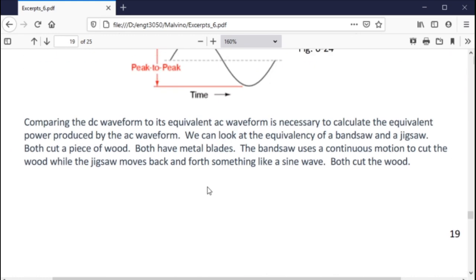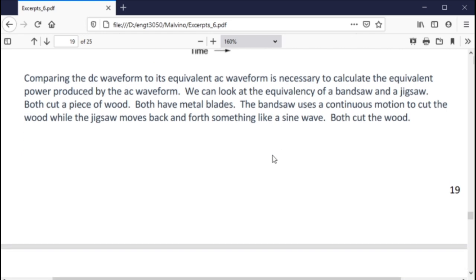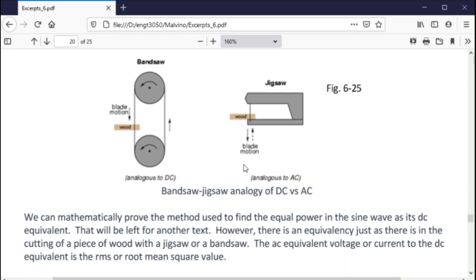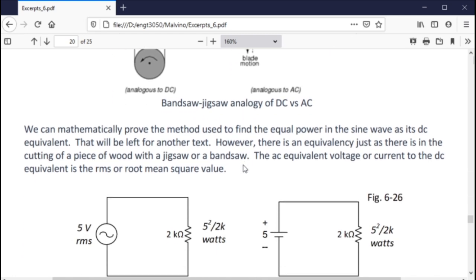Now here is a waveform that would be looking at it like an equivalency of a bandsaw and a jigsaw. One is a continuous motion, like this would be a DC. So you're cutting something continuously. You're rotating and cutting with the cutting blade continuously. This one goes up and down and up and down and up and down. That would be your AC. So this was a mechanical equivalent to AC and DC.